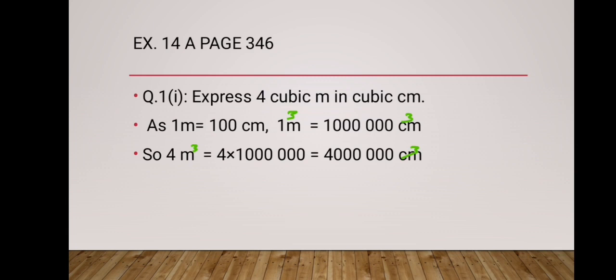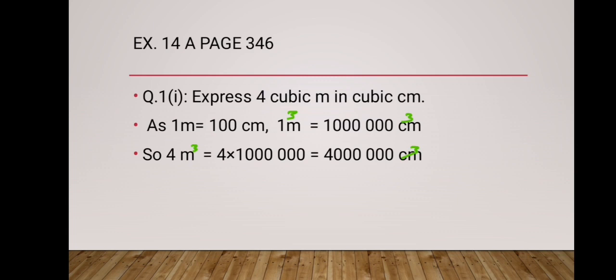So once again, the principle remains the same. We know that in 1 meter there are 100 centimeters. So in 1 cubic meter, this means 100 into 100 into 100, or multiply 100 by itself 3 times. So we will get 1 million cubic centimeters. So in 1 cubic meter, there are 1 million cubic centimeters.